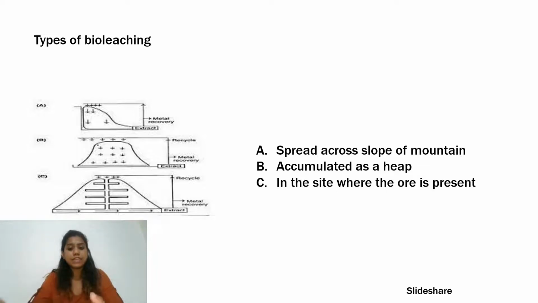Inside too means in that given site itself, where the whole ore is present, and after the reduction or the oxidation process happens, the converted metal is extracted out from the site. So these are the three major types of bioleaching process.